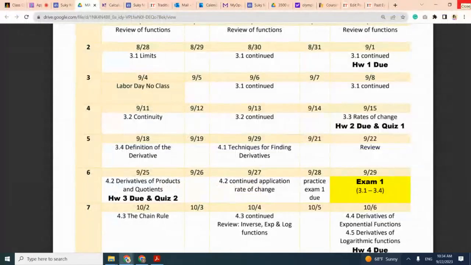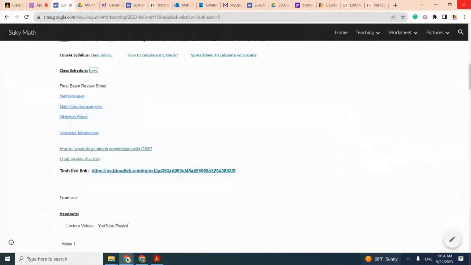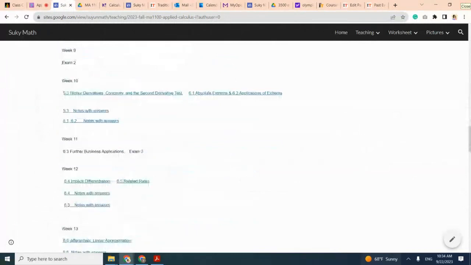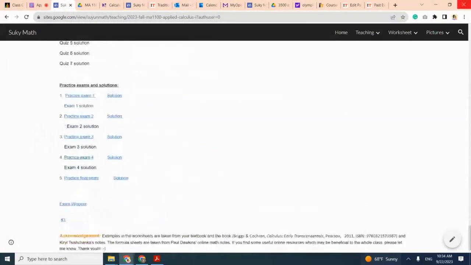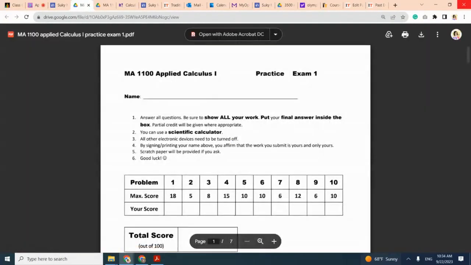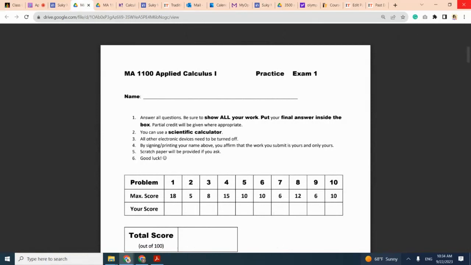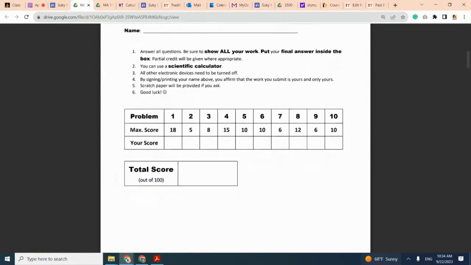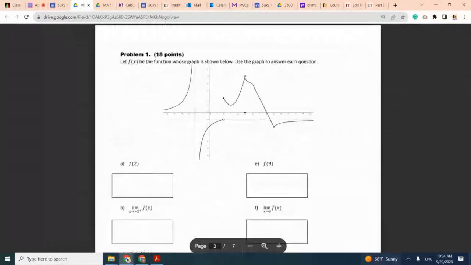Oops, and close this. And so this is our course website. And then you go to the bottom. Do you see here practice exams and solution? Okay, so self-assessments includes practice exams, exam corrections, and records. So it's 5% of your total grade. Okay, so what you can do is print this out and work on it.